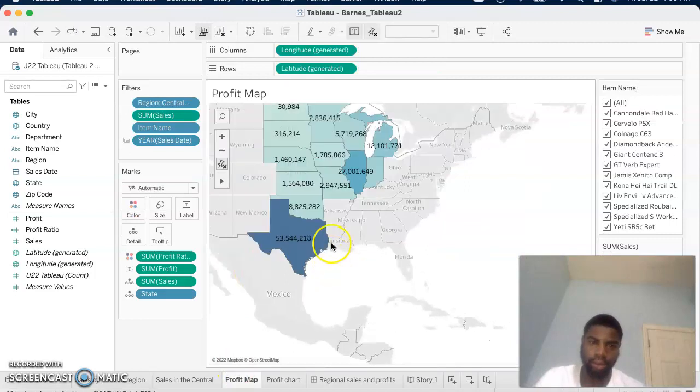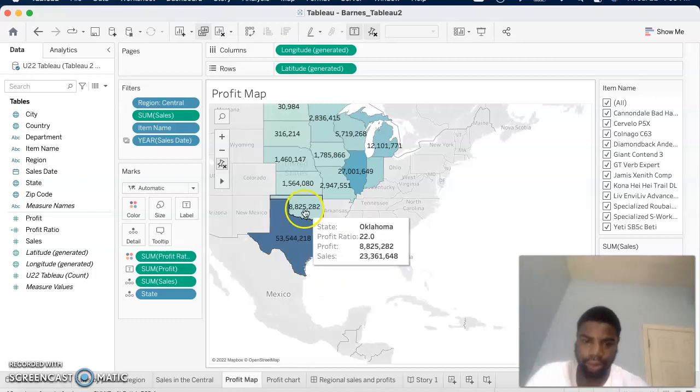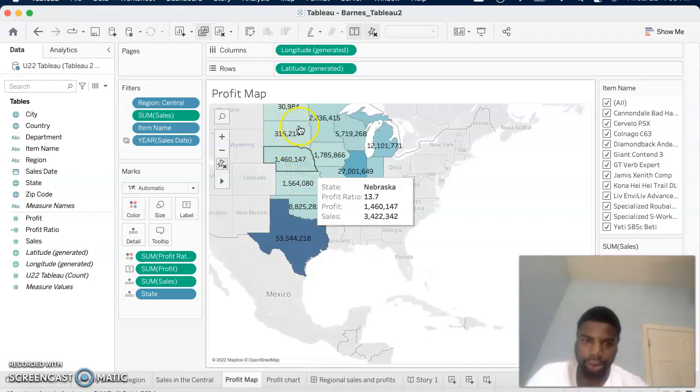I set up a profit map to be able to display the different profit ratios, profit and sales that each state are making between the central regions.